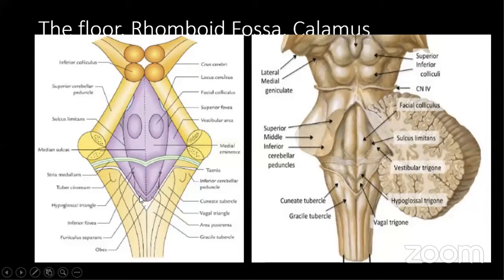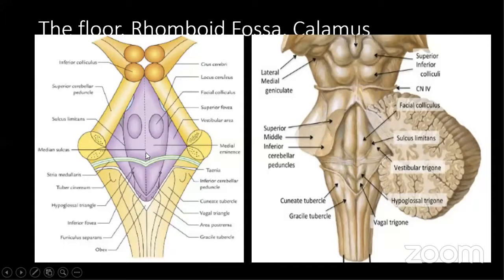Area postrema is actually the true vomiting center. It's a chemoreceptor region in the brain. It is also a type of circumventricular organ that is responsible in the brainstem for vomiting. So it is the true vomiting center of the brainstem. It is just beneath the vagal triangle. So we have discussed so far the schematic diagram of the floor of the fourth ventricle.